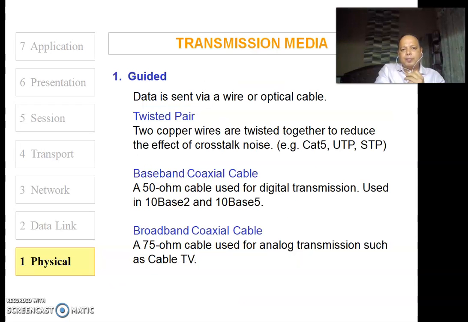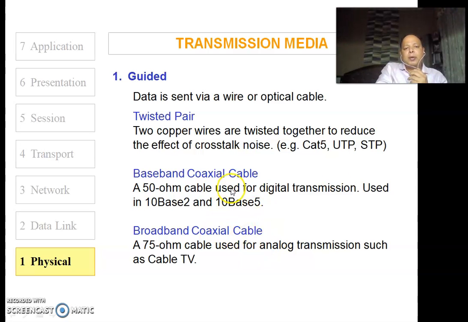Moving further, the physical layer is also responsible for the transmission media, and we have seen that primarily there are two kinds of transmission media, a guided one and an unguided one. In guided media we have seen several types previously. Twisted pair is the popular guided media, which has different types like the Cat5, the UTP cable, the STP cable, and they are basically twisted so as to avoid crosstalk noise.